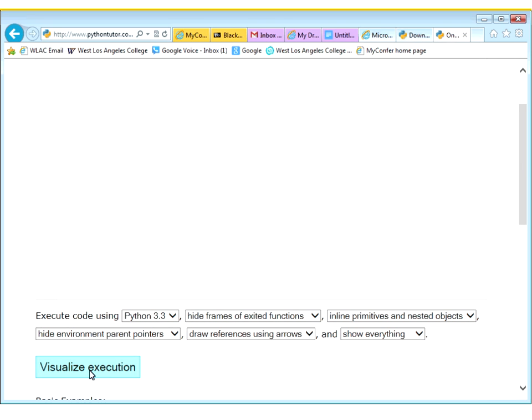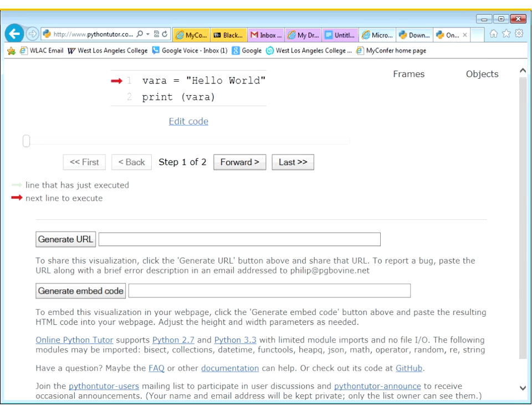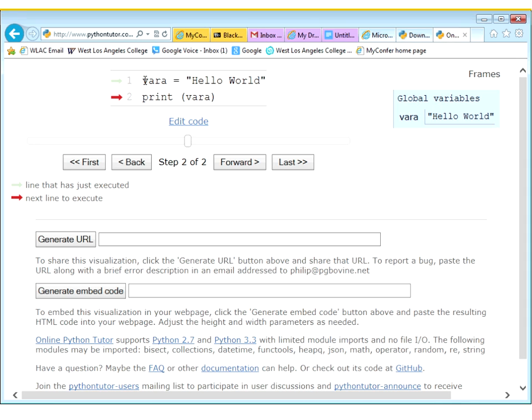So if I do visualize execution, you can see I just execute. This is once I go forward. Now notice that basically I've created a variable called var a, or vara, and I've set it to the words hello world. Notice that's in double quotes. And on the right hand side here I have a global variable called vara, and you can see that it holds the letters hello world in it.